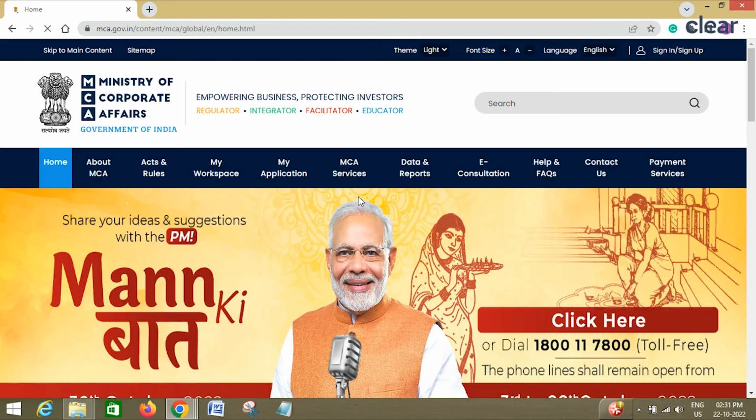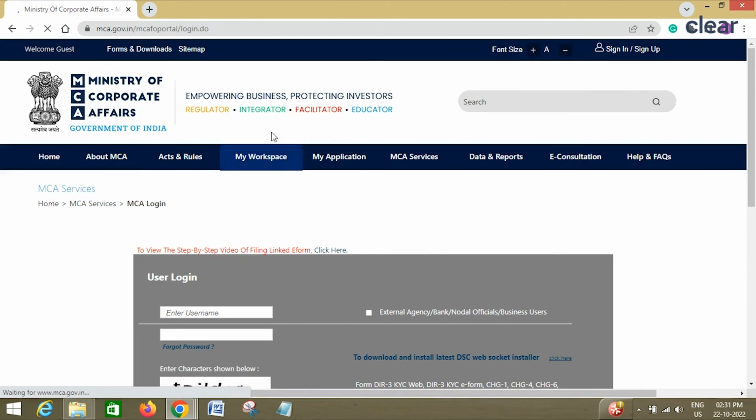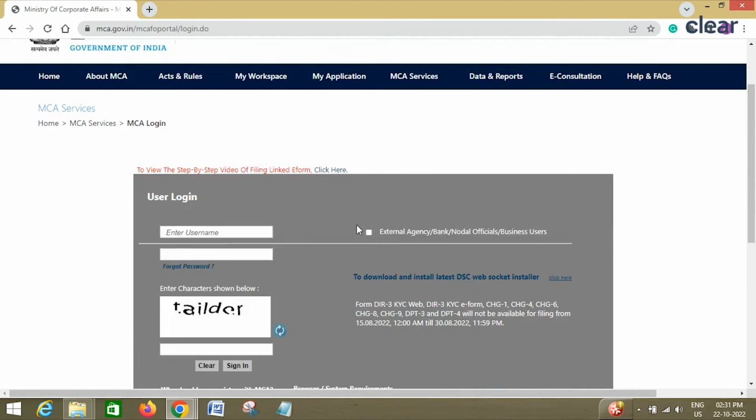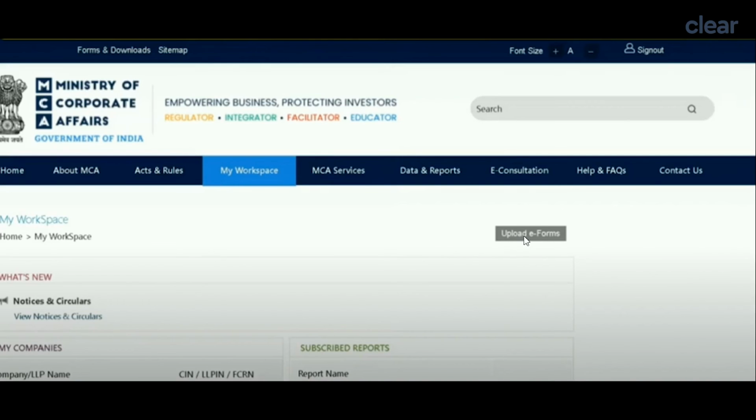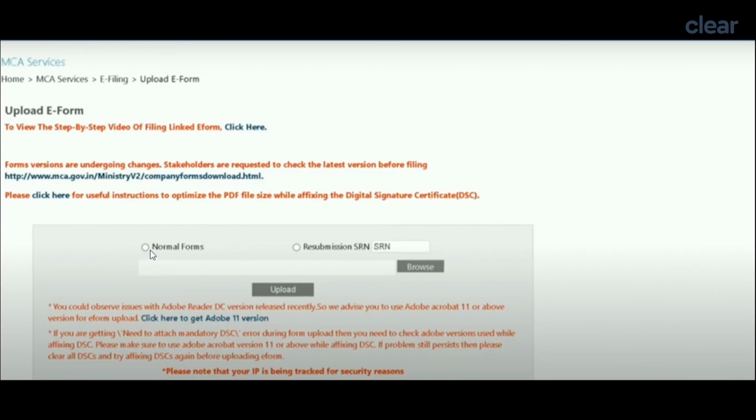Once you save your AOC-4 form, go back to the MCA website and click on My Workspace. Here, enter your username, password and sign in to the MCA portal. Here, click on Upload e-forms, select Normal Forms and click on Browse and select the saved AOC-4 form and click on the Upload button and then pay the required fees. With this, the filing of form AOC-4 is complete.